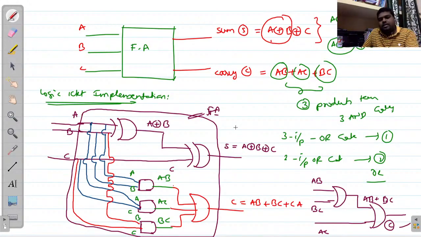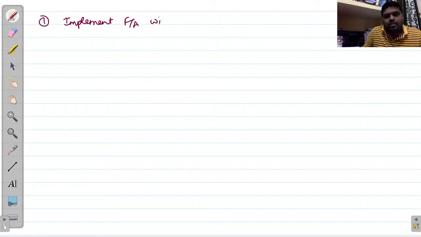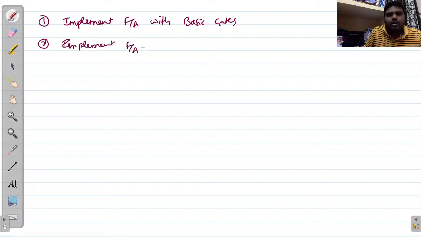So and the next one, so these are a combination of all gates, all logic gates. Here I am using extra gates, and here I am using basic gates also. Okay, now what you have to do, just you can take only basic gates. Okay, first thing is implement full adder with basic gates only. Okay, basic gates only. And the second one, implement full adder with only NAND gates, only NAND gates.